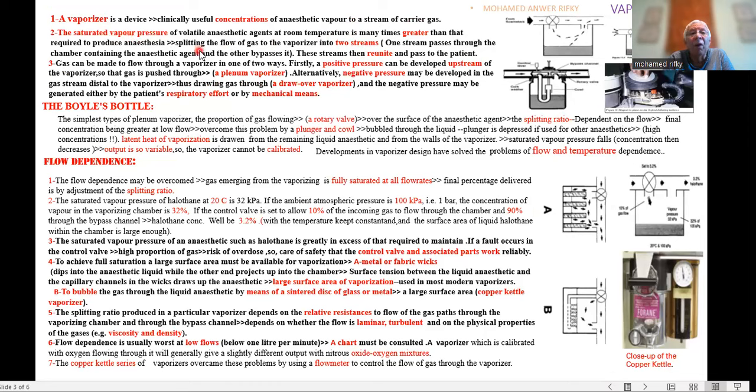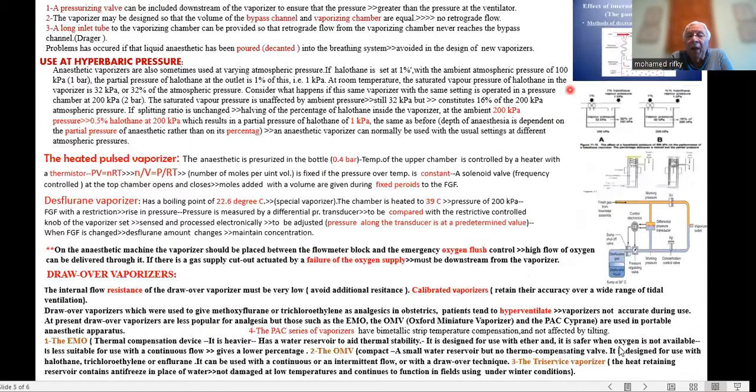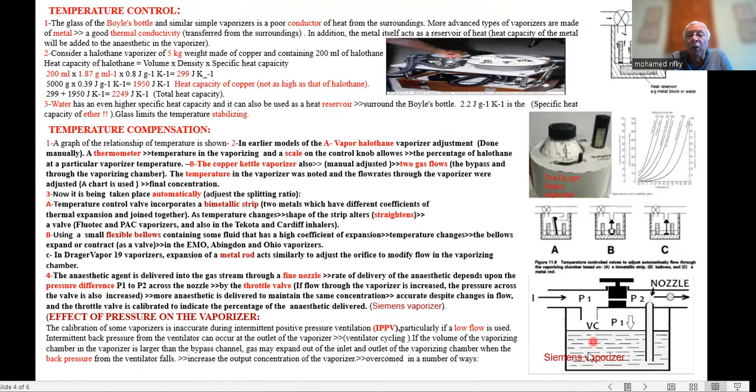And we told you about the saturated vapor pressure. The third thing is that the definition of vaporization, or the classification, is based on two types: the plenum vaporizer, or blow-over vaporizer, and the draw-over vaporizer. The plenum vaporizer, plenum means that you are blowing into it, like a musical instrument using blowing. So this is a plenum. The fresh gas flow goes by force through what we call the downstream.